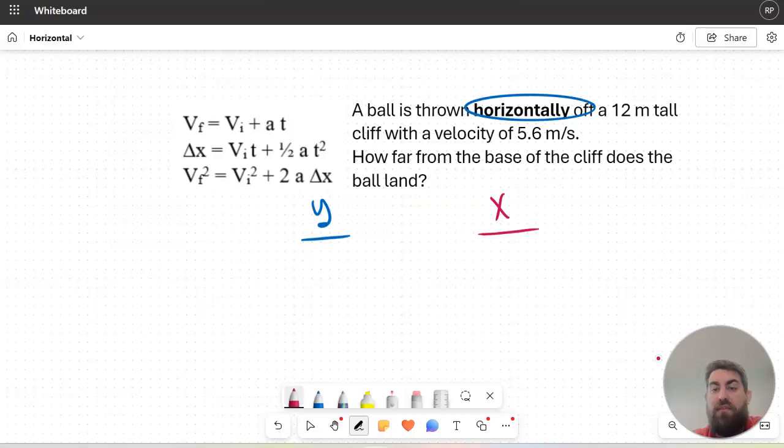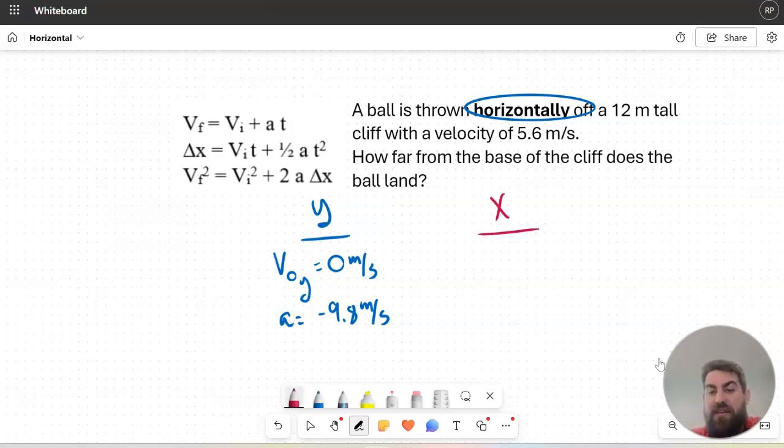Key thing to remember, if it says horizontal, that means your starting Y velocity is 0. If we throw something perfectly horizontally, we haven't pushed it up or down at all. So that means our velocity to start, V0, in the Y, the velocity at time 0 in the Y, is 0 meters a second. The acceleration in the Y is still due to gravity. That's negative 9.8 meters a second squared.